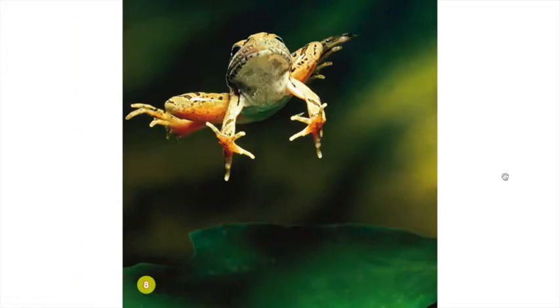So here it is flying from the lily pad into the air.